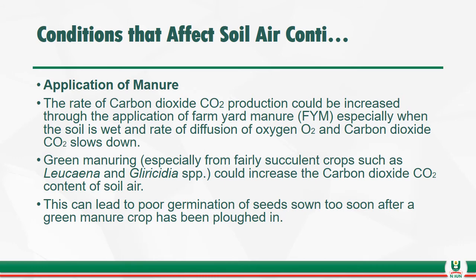Conditions that affect soil air continued. Application of manure. The rate of carbon dioxide produced could be increased through the application of farmyard manure, especially when the soil is wet, and the rate of diffusion of oxygen and carbon dioxide slows down. Green manure, especially from fairly succulent crops such as Leucaena and Gliricidia spp, could increase the carbon dioxide content of soil. This can lead to poor germination of seed sown too soon after the green manure crop has been plowed in.